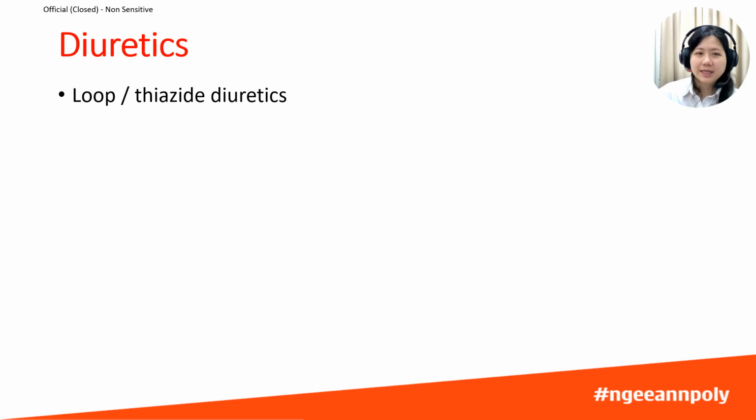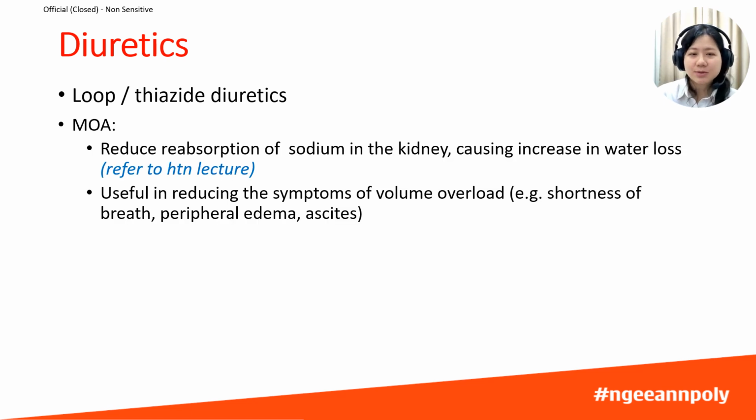Finally, let's take a look at diuretics. This includes loop diuretics and thiazide diuretics. Diuretics work by reducing the reabsorption of sodium in the kidney and causing an increase in water loss. For the detailed mechanism of action of loop diuretics and thiazide diuretics, please refer back to the hypertension lecture. In heart failure, diuretics are mainly used to reduce the symptoms of volume overload, for example, shortness of breath, peripheral edema, and ascites.